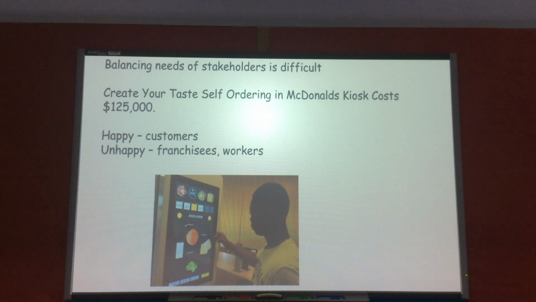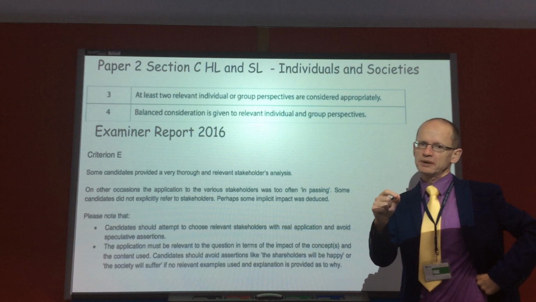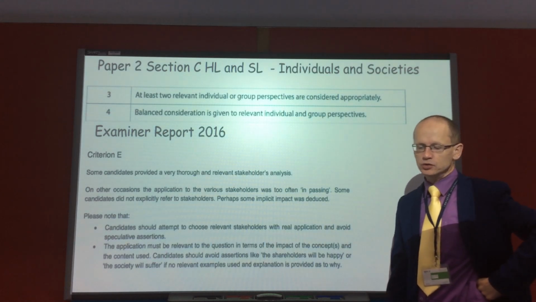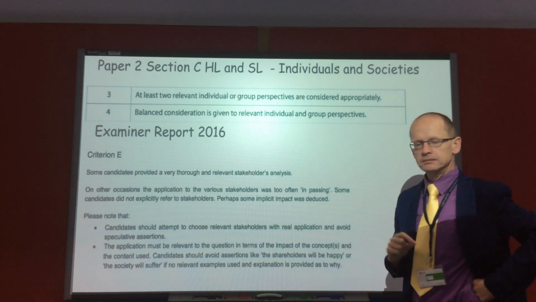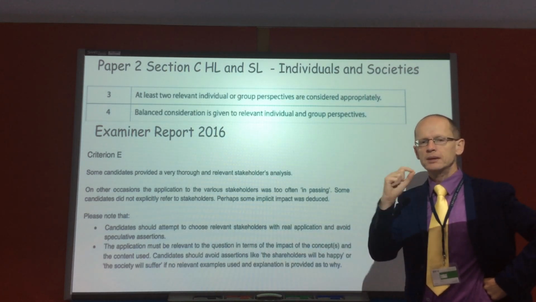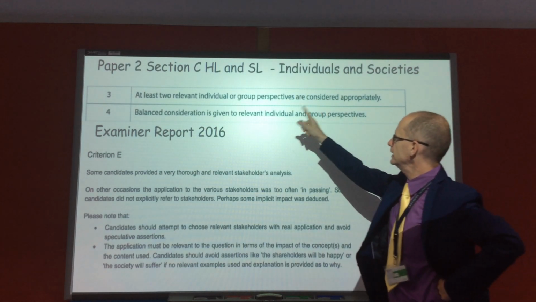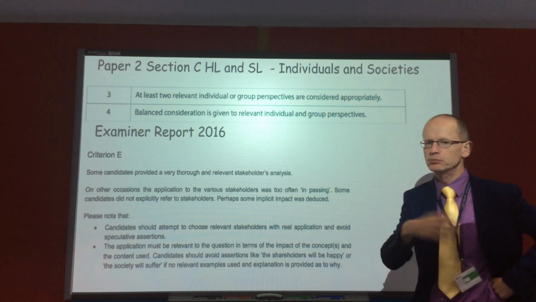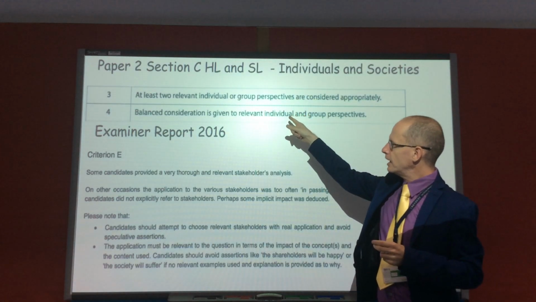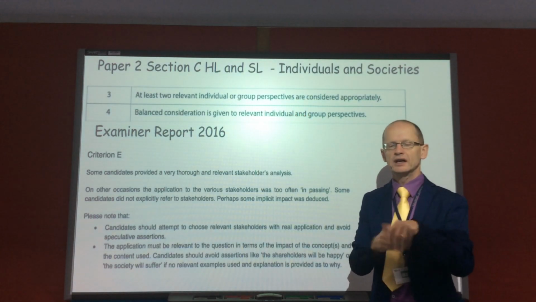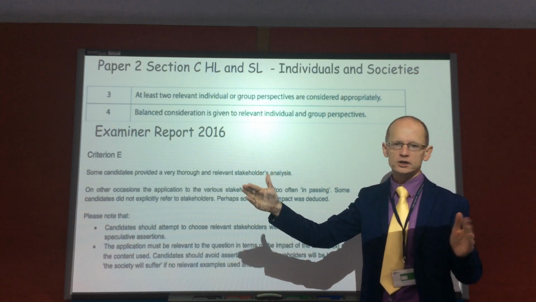Okay? Now, the reason why this is very, very important is on paper 2, as we mentioned, both higher and standard level students do a 20 mark question, which is 5 criteria. The criteria E has to do with stakeholders, and many students don't do this part of the exam well. So you have to write about individual and group perspectives to be able to get into the mark band, which is 4. Alright? So the individual, for example, that would be like the CEO, and the group perspective would be like customers or workers.